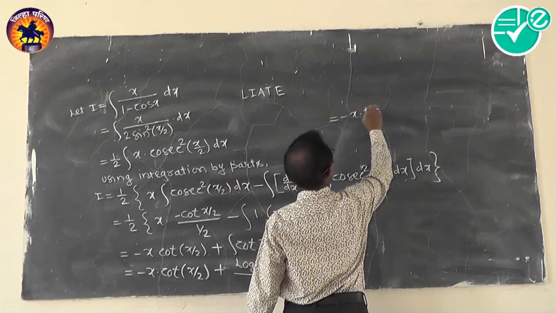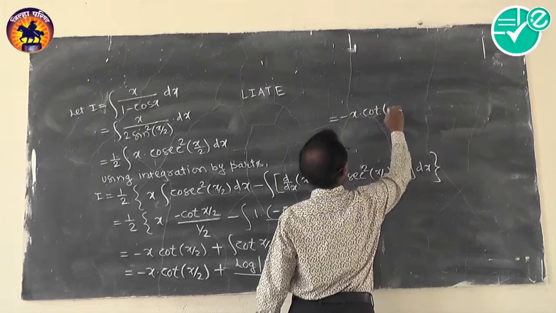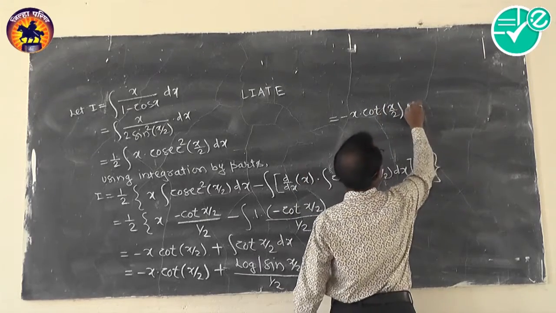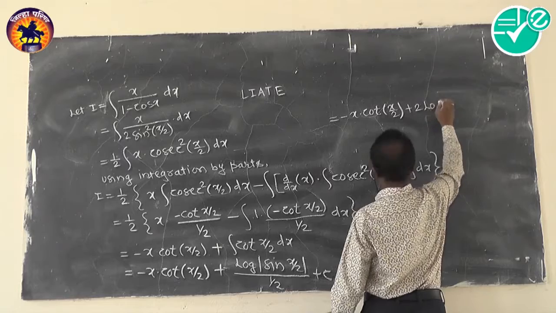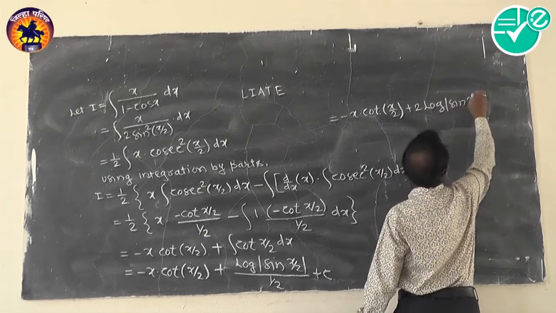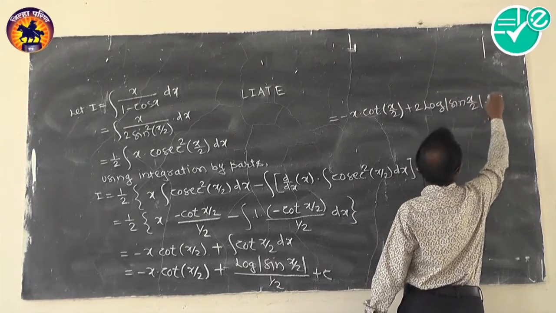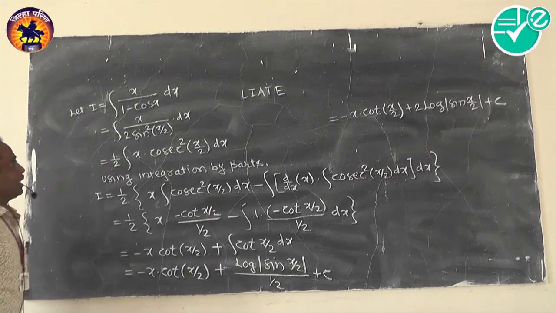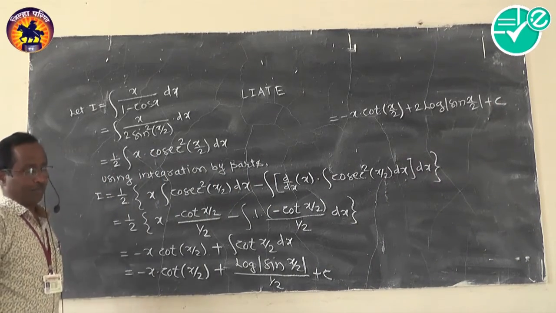And this can be written as minus x into cot x by 2 plus 2 into log of sin x by 2 plus c. So this is the solution of this example.